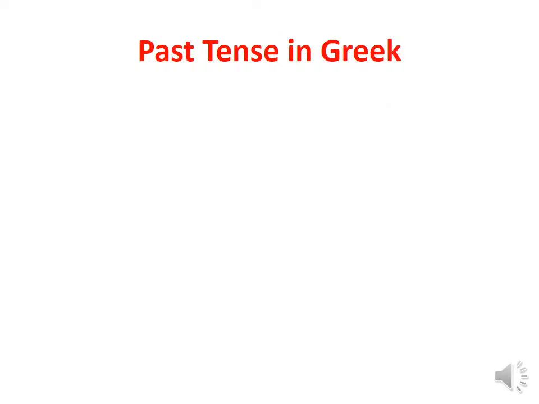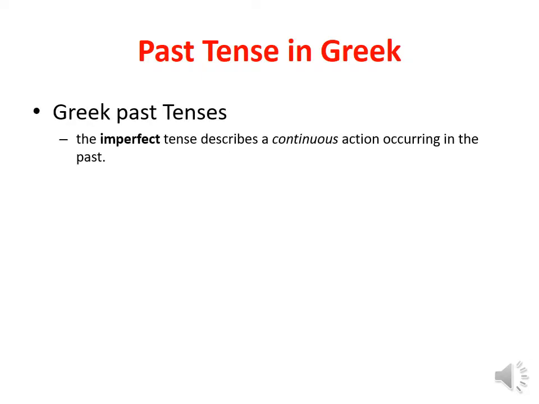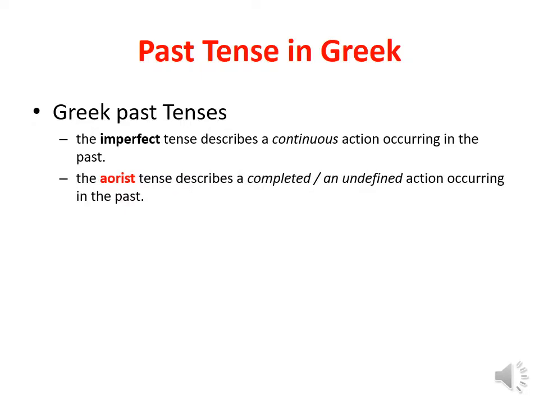Greek, like English, has more than one kind of past tense. The imperfect tense, as we've seen, describes a continuous action occurring in the past. That is an action with past time, but continuous aspect. The aorist tense, which we're introducing now, describes a completed or undefined action occurring in the past. So past time, completed or undefined aspect. Completed and undefined are really just two different labels for the same thing.